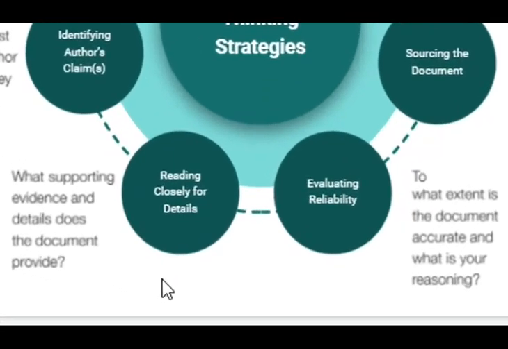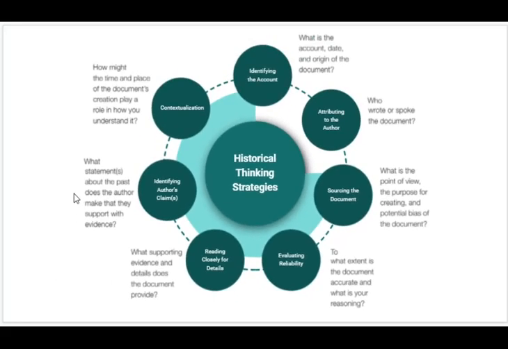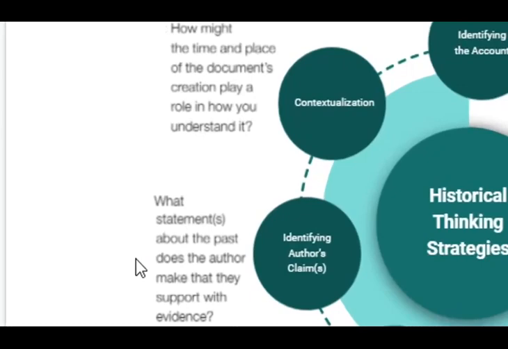Next, you may be asked to read closely for details, and that's a different point beyond the historical thinking skills. What evidence does the source provide? Meaning, how does this source back up an argument you might make? We have two more. Identifying the author's claim: what statement about the past does the author make that they support with evidence? It's kind of connected to reading closely for details and to sourcing the document, if you think about that. And finally, contextualization, which is a major historical thinking skill. How might time and place of the document's creation play a role in how you understand it?